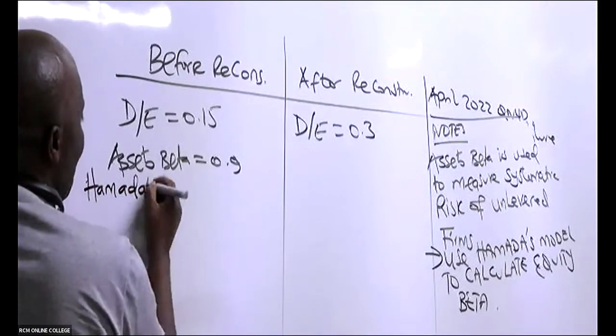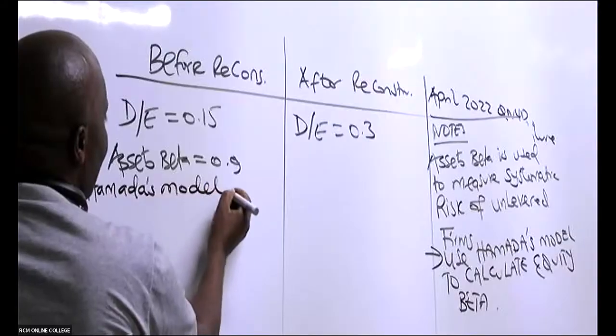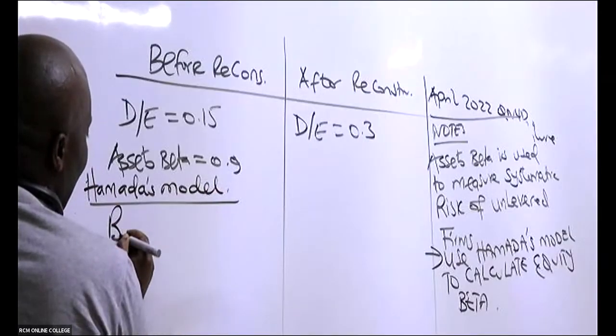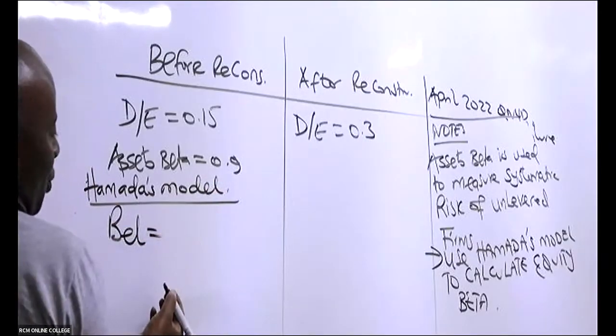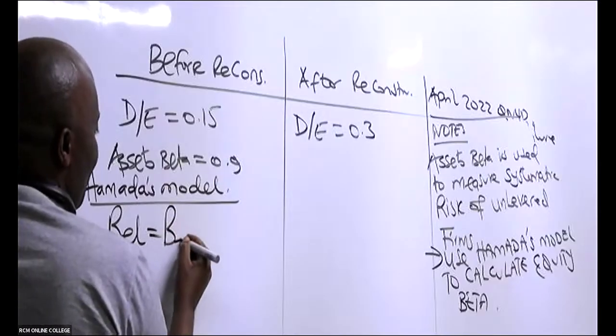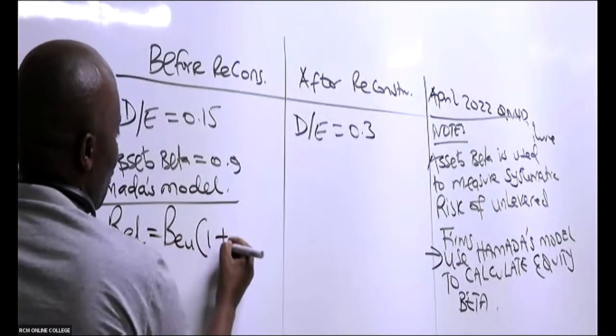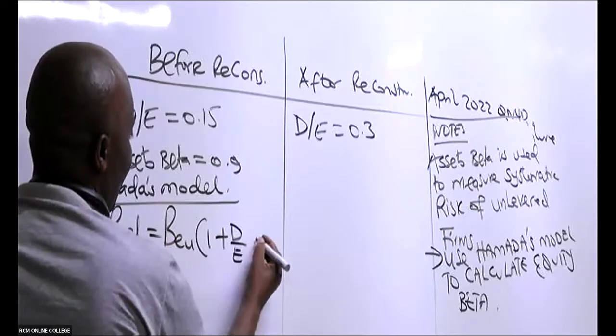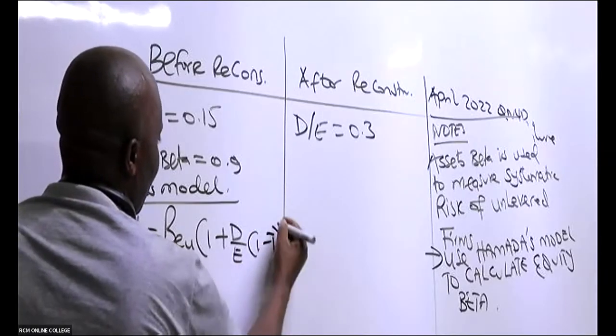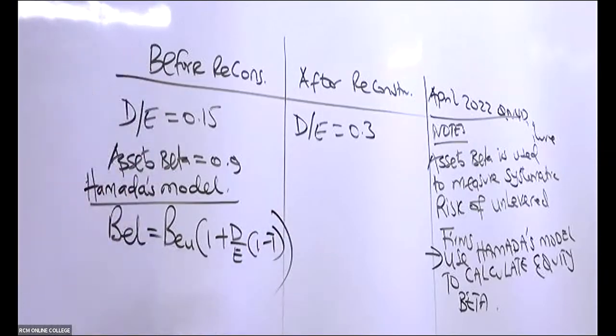The Hamada's model tells us that Bell will be equal to BEU like this into 1 plus debt over equity less tax, like that. Less tax. My network has a problem? I doubt. I doubt. Mine seems to be very stable. I can see. Mine is very, very stable.